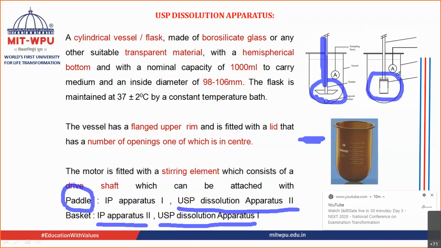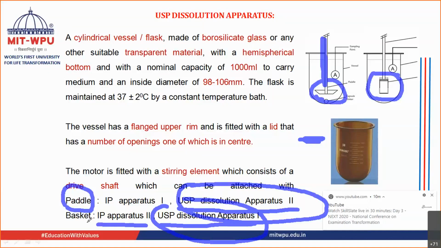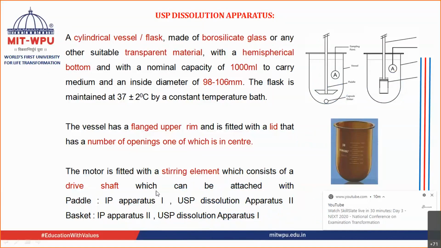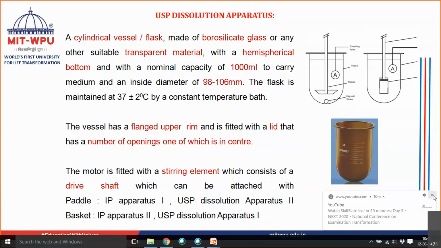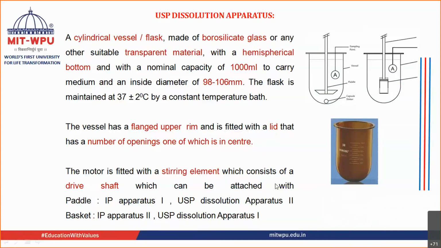Please remember, as per USP, USP apparatus 2 consists of paddle, whereas USP apparatus 1 consists of basket type assembly. It is exactly the opposite. IP apparatus 1 is equal to USP dissolution apparatus 2, and IP dissolution apparatus 2 is similar to USP dissolution apparatus 1. This is the only major change in USP and IP. That is, apparatus 1 is apparatus 2 over here, and apparatus 2 is apparatus 1 over there. So that is the only change that you have in the assembly.